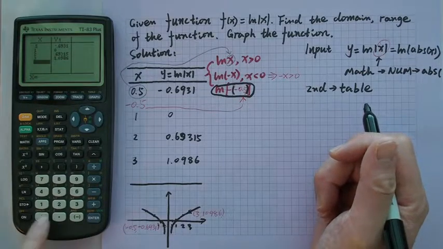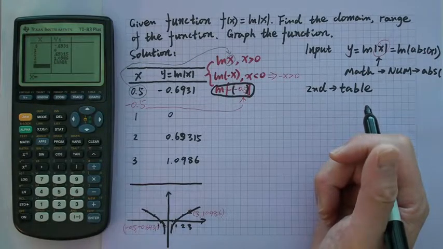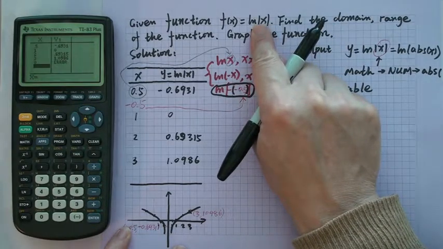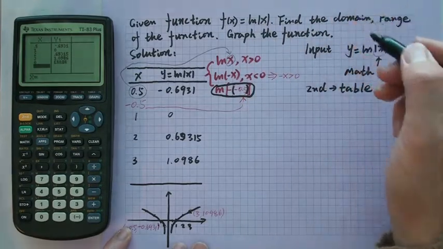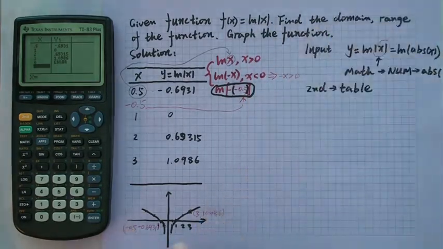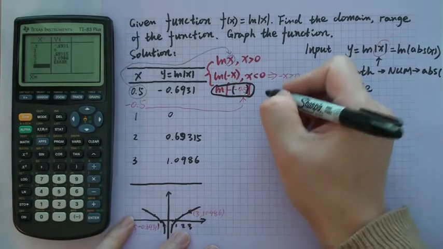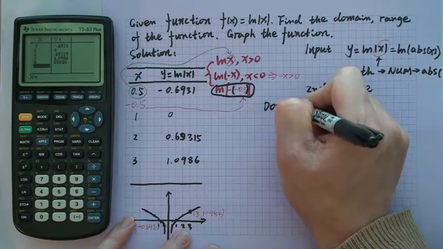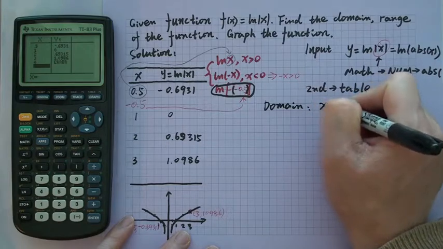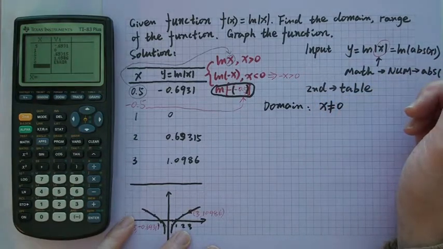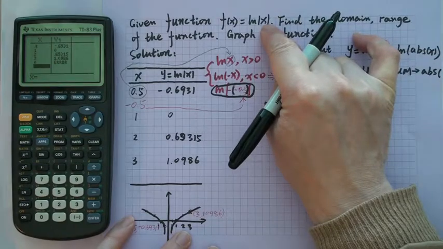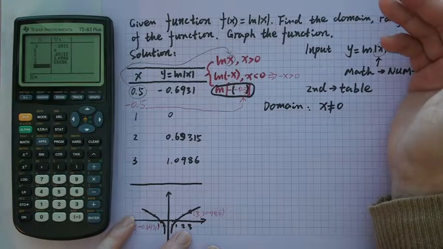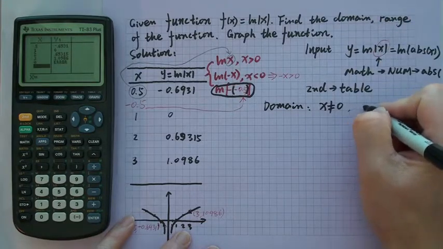If you input 0 here, you get an error. It's because x cannot be 0. So here the domain is x cannot be 0. Can x be negative? There is no problem if you put a negative here, because you take the absolute value, so it's going to be positive. So the domain is x not equal to 0.